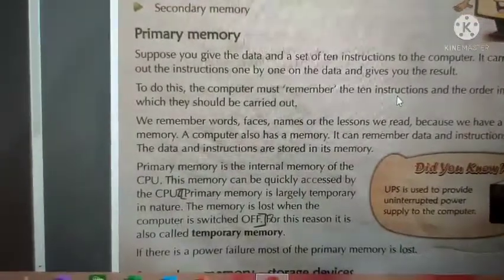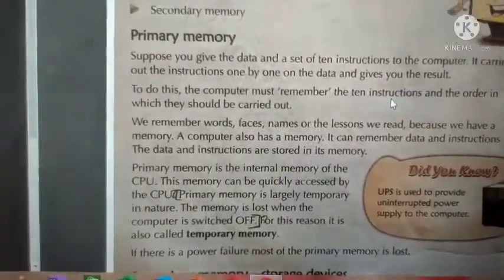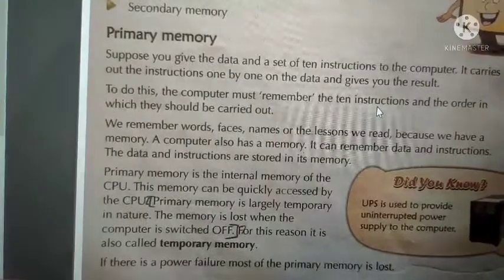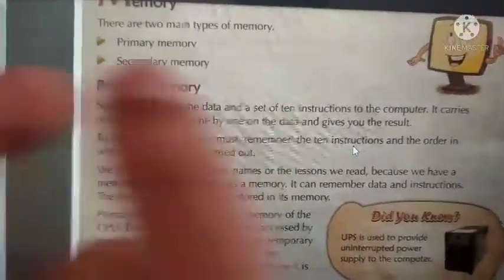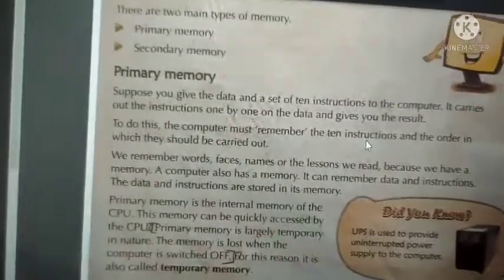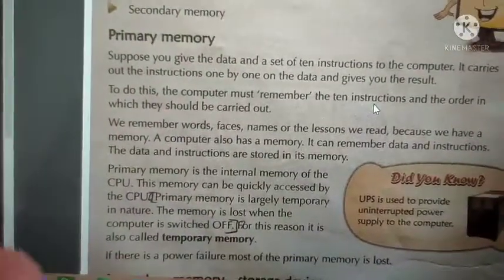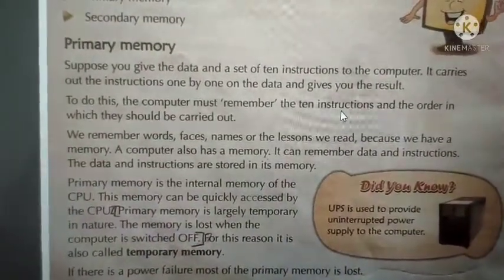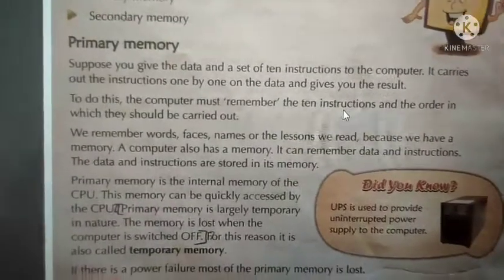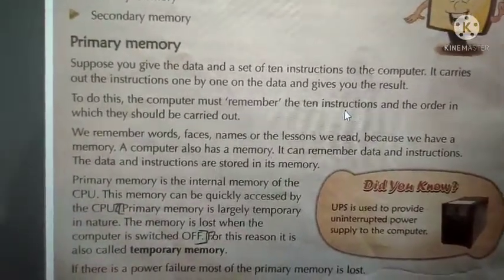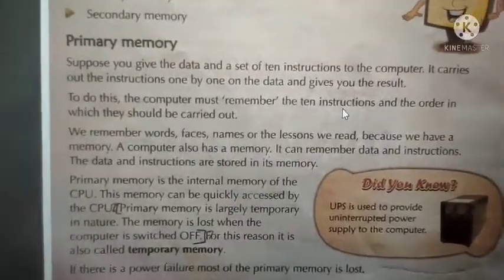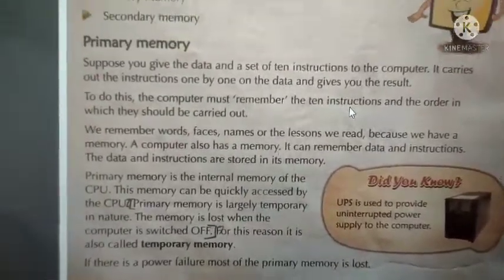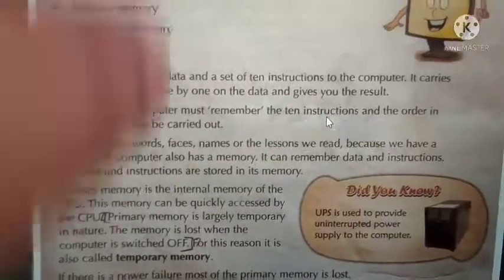To do this, the computer must remember the 10 instructions and the order in which they should be carried out. To process those 10 instructions, what does the computer need? The computer should remember it. The computer should have some memory. By that memory, it should remember all those 10 instructions, and then one by one it should execute. It is simple, right? So to execute the instruction, first it should be stored somewhere, right?